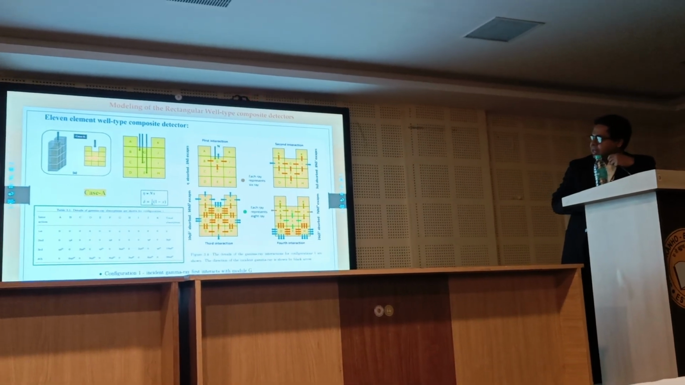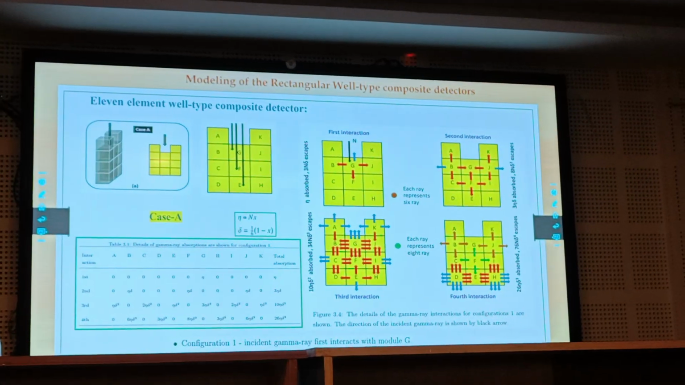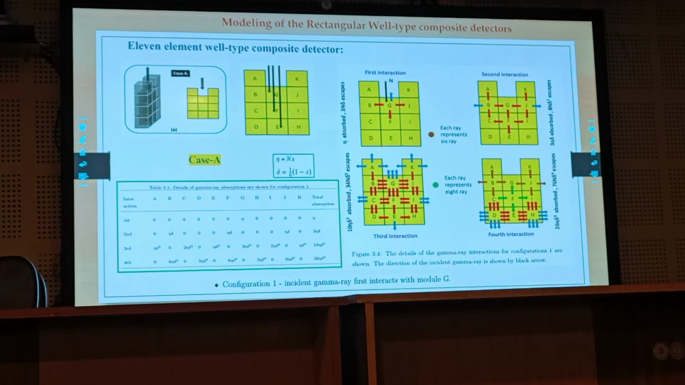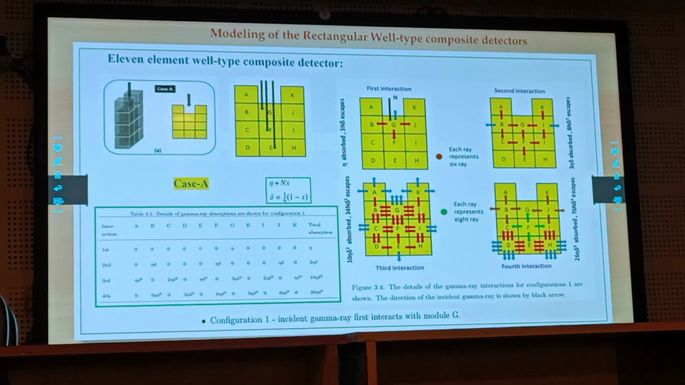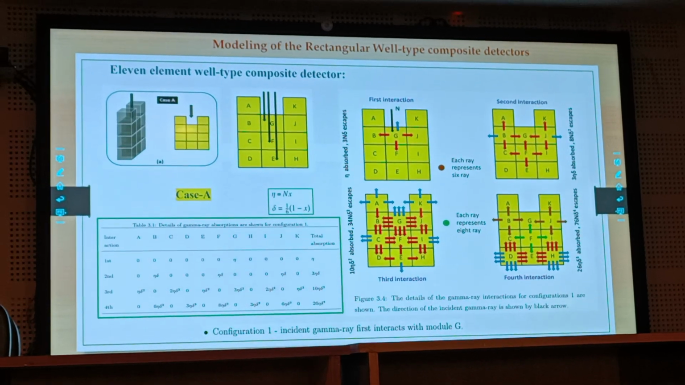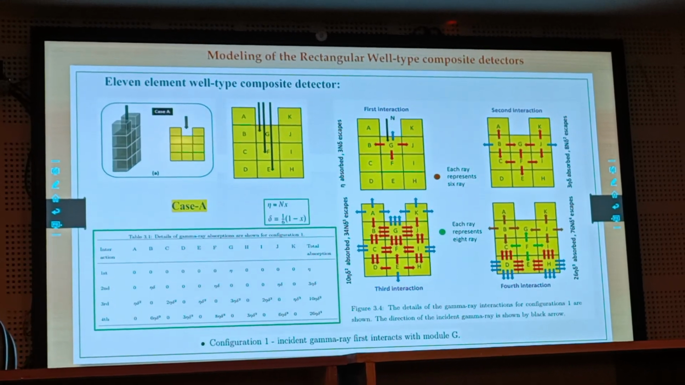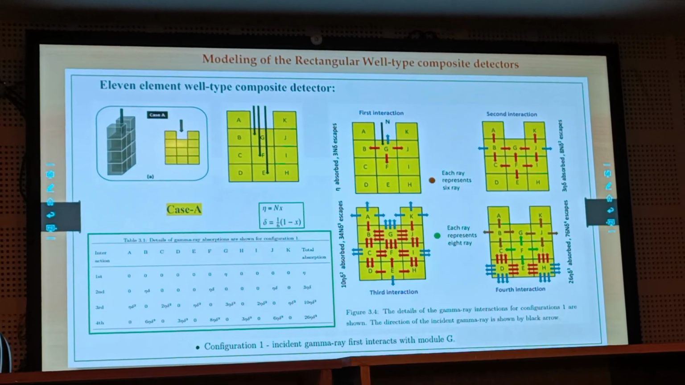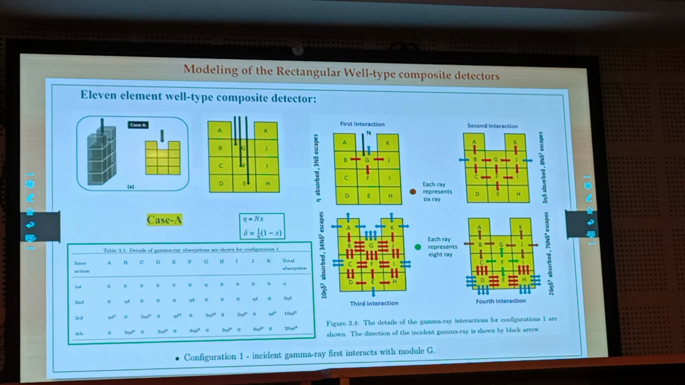Now, in the first case, case A of configuration 1, we have considered that first gamma ray interacts with the module G, which is in the central part. After first interaction, we see that gamma ray interacts with G, and the red arrow shows that the gamma ray scattered to the nearby B, F, and J. And in second interaction, the gamma ray received in B, F, J will also scatter out. One part will be absorbed, one part will scatter outside the module, and another part will scatter to the nearby modules, which are A, G, and C.